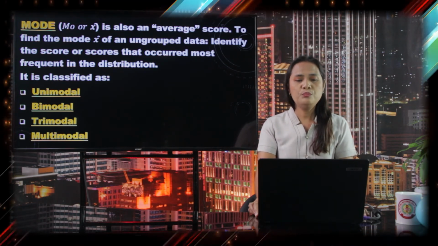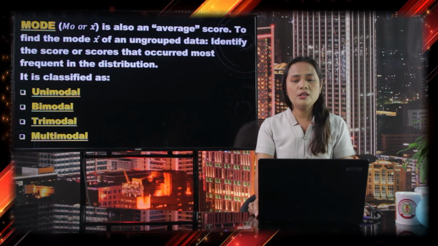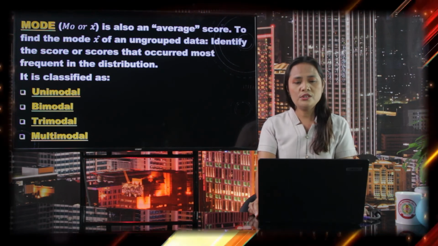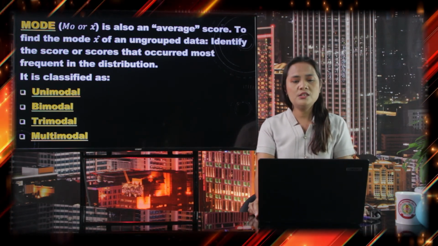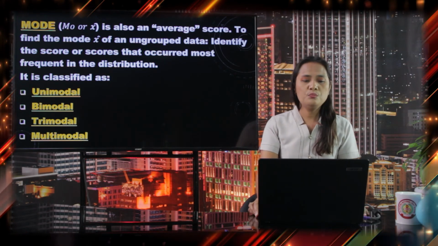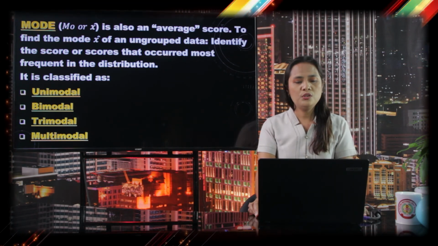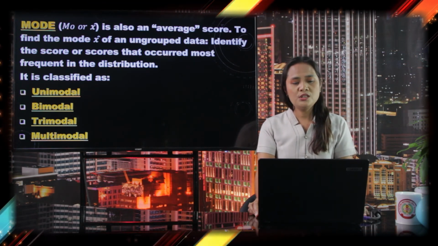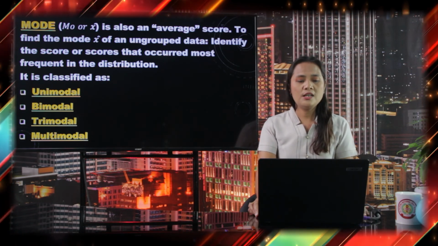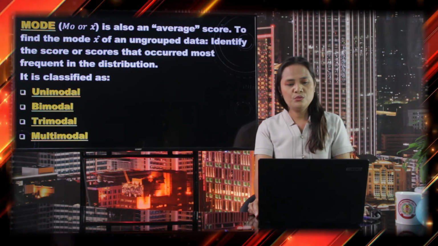We have the mode. Mode is also an average score. To find the mode of ungrouped data, identify the score or scores that occurred most frequently in the distribution. So we have the classification of mode. Mode is classified as unimodal, which is one mode. Bimodal has two modes. Trimodal has three modes. And multimodal has three or more modes.